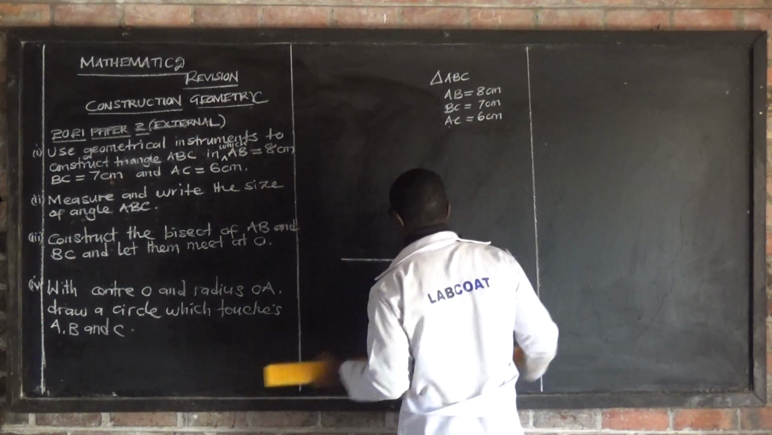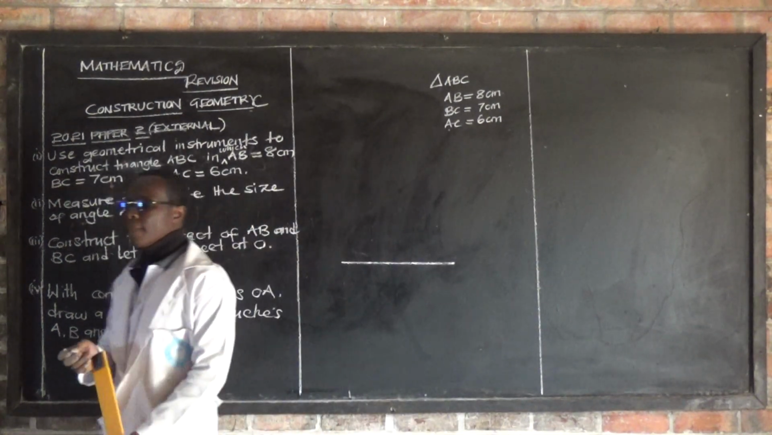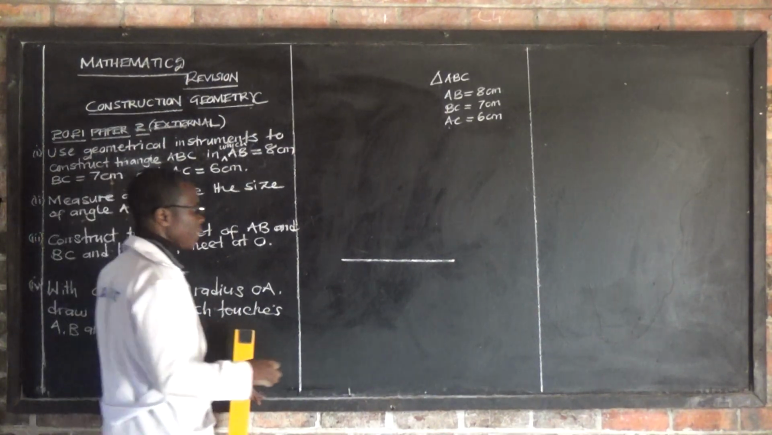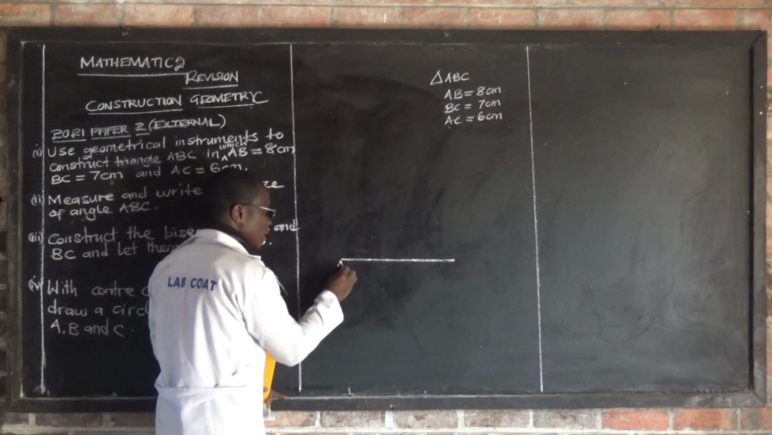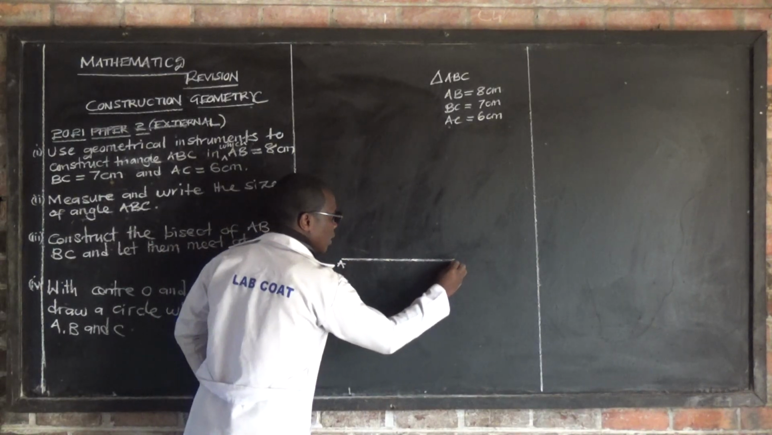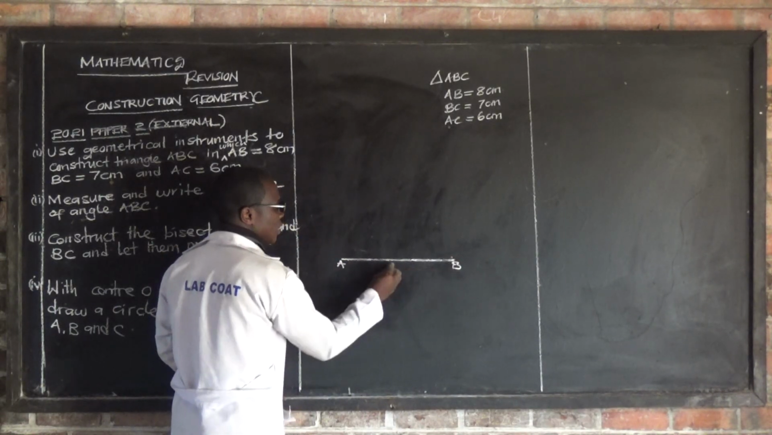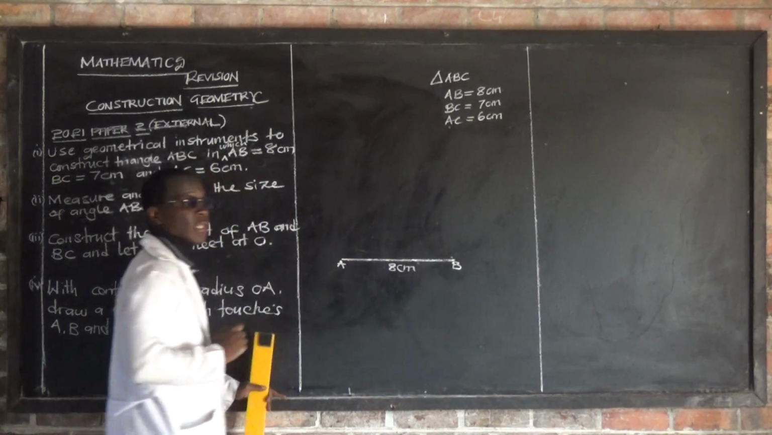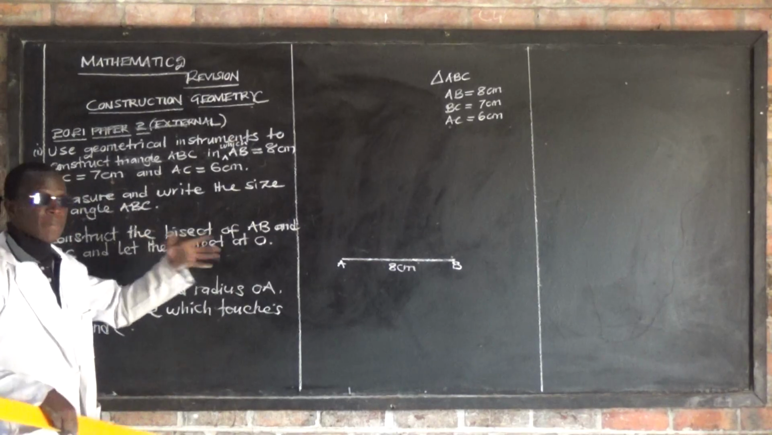Let's say this is my AB. This is my A, this is my B, and we are saying AB is 8 centimeters. Are we together? So this is my AB. I'm just making assumptions, right?